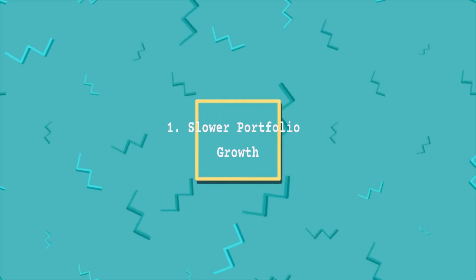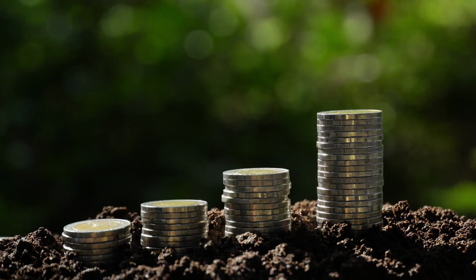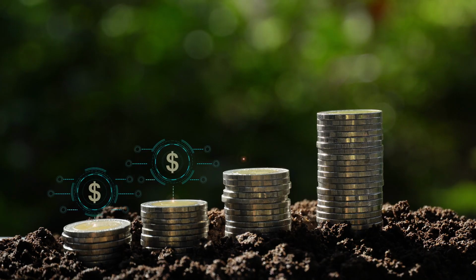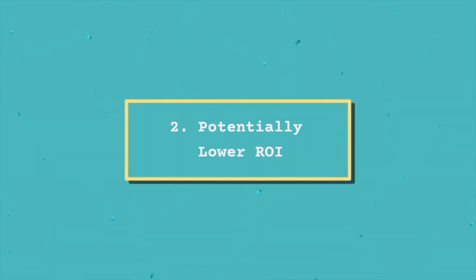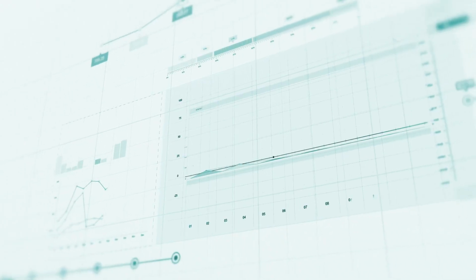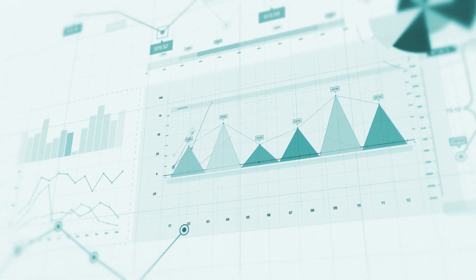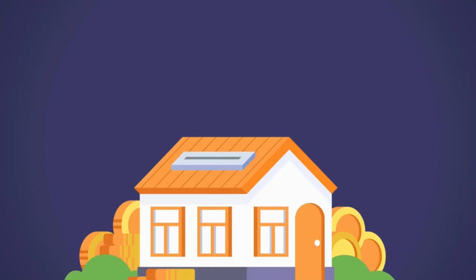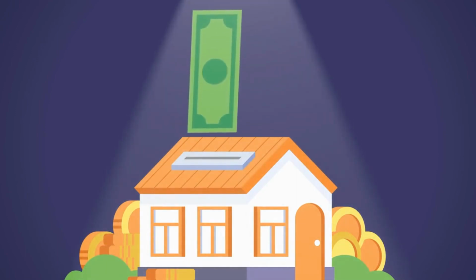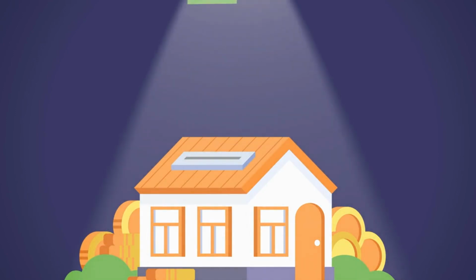Cons. 1. Slower portfolio growth. Without the repeat factor, scaling your portfolio may take more time and capital. 2. Potentially lower ROI. Without the value-add approach of rehabbing, returns might be lower compared to a successful BRRRR strategy. 3. Capital tied up. Your capital remains tied up in the property, limiting your ability to pursue other opportunities.